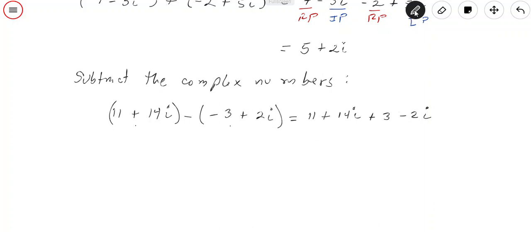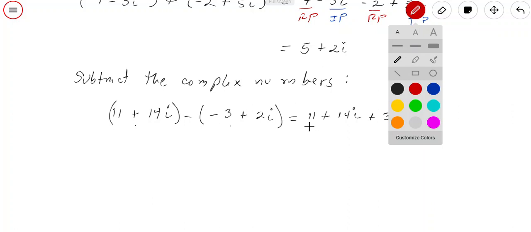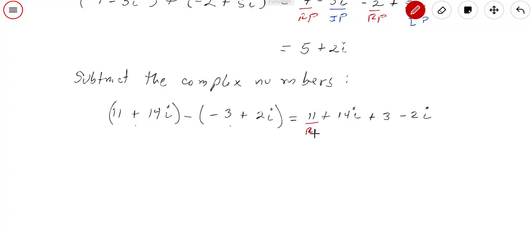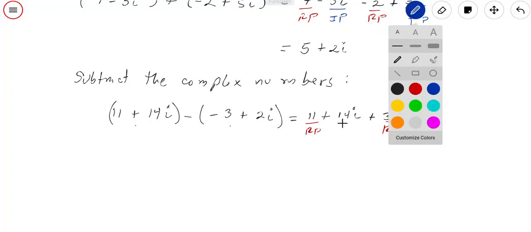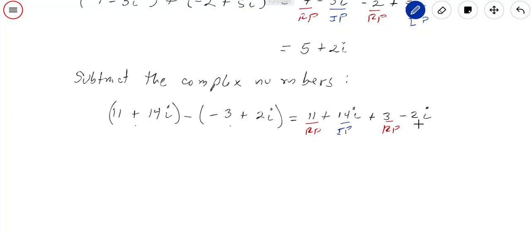Now I will combine again exactly as I did in the other case. Real part with real part, and imaginary part with imaginary part, right? So when you do that, you get 11 plus 3, what is 14? And 14i minus 2i, that is 12i. So in this case, my answer is 14 plus 12i. So I already did addition and subtraction of the complex numbers.